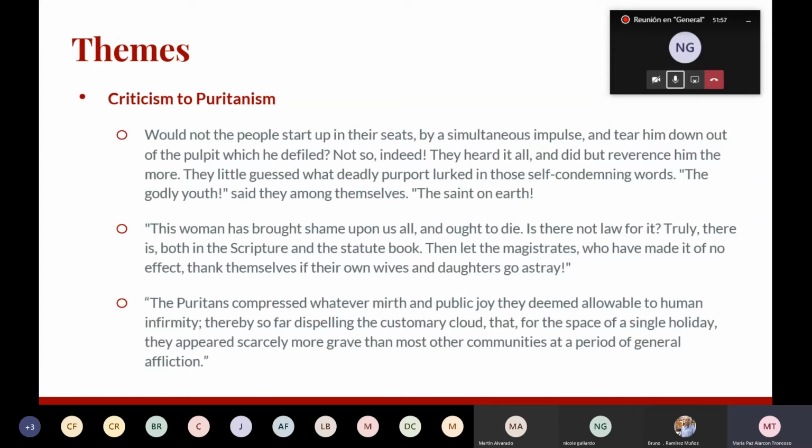The third one refers to a description of Puritans that the narrator makes at the beginning of the story. He says that the Puritans compressed whatever mirth and public joy they deemed allowable to human infirmity. They did not express emotions that were demeaning for them. They compressed every bit of human soul that they had.